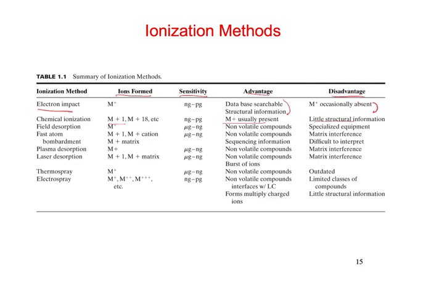This has a few other ones. Field desorption. Here's FAB: M plus matrix, or M plus 1, or M plus a cation, non-volatile. Matrix interference is a disadvantage, and it's difficult to interpret other than the molecular ion. Let's look down to electrospray.